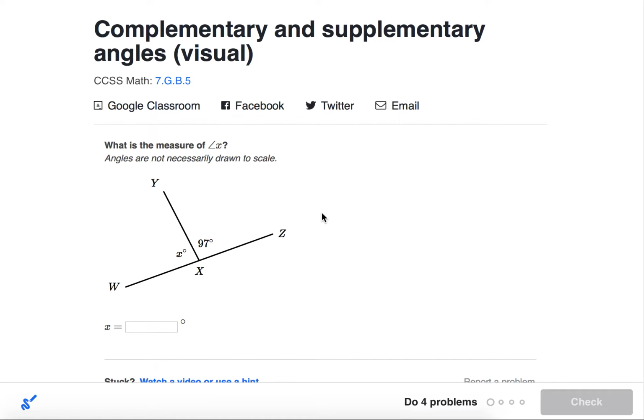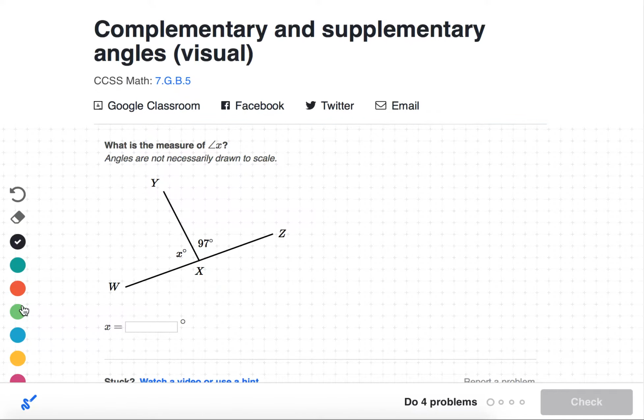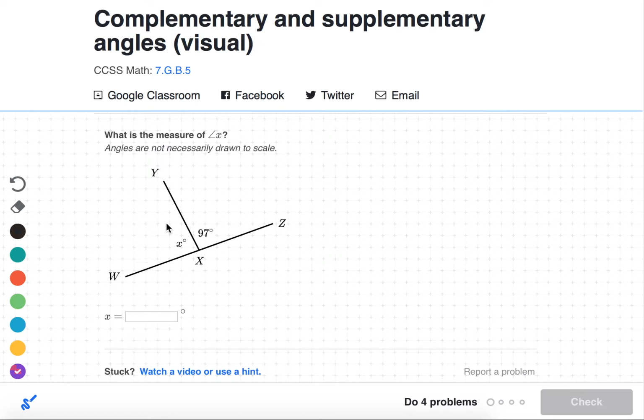In this video, we're going to take a look at finding angle measures between intersecting lines. But we're going to start by looking at this problem on complementary and supplementary angles. So when we get to finding angles between intersecting lines, one thing you want to be on the lookout for is supplementary angles. So that means two angles that add to 180 degrees.